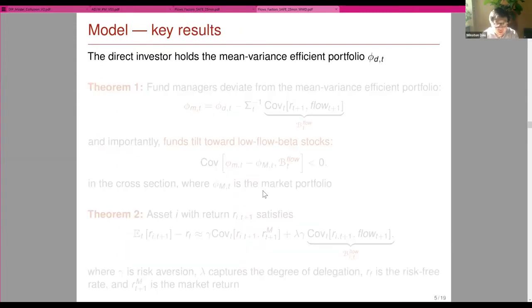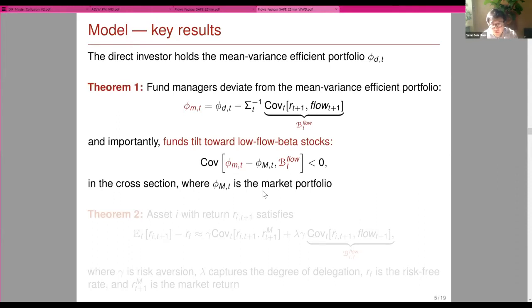And as a result, this model is actually a very simple model. In this model, the direct investors hold the mean variance efficient portfolio, denoted by phi dt. It's just the mean variance we learned from Financial Economics 101. And the key thing is the fund manager's portfolio choice. They optimally deviate from the mean variance efficient portfolio because they want to hedge the flow risk. They care about flow. The flow will affect their AUM, and their compensation depends on AUM.